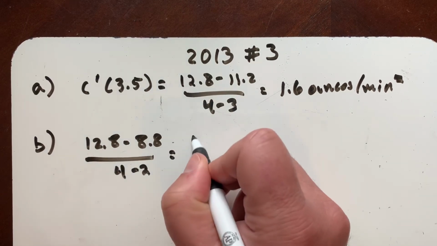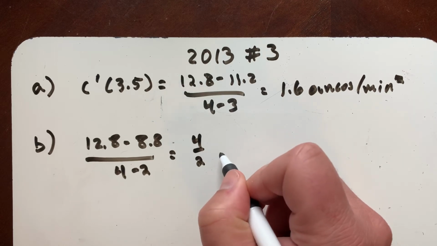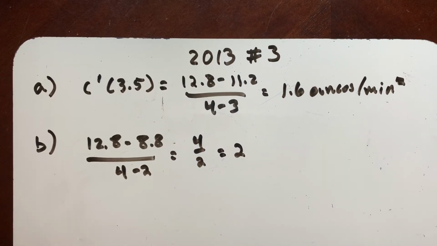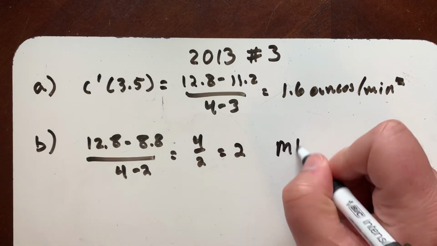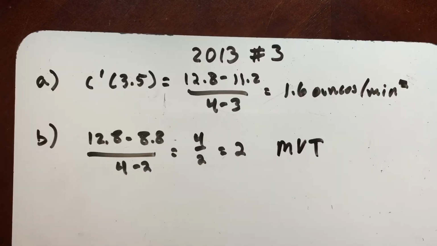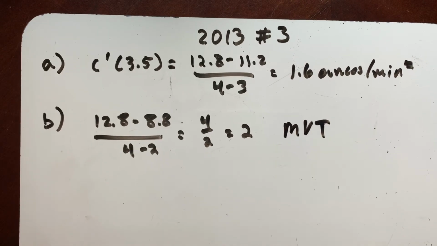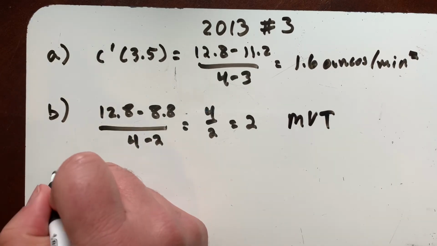That is going to give me 4 over 2, which equals 2. So they're asking, is there a time t when C prime of t equals 2? And there you go. Yes, there is. And we can use the mean value theorem. You could even abbreviate it like that if you want, and they'll give you full credit for it still.